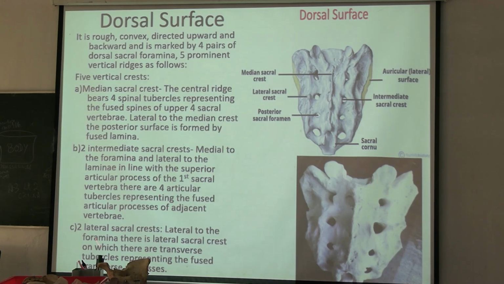Okay. Next are the two lateral sacral crests, lateral to the foramina. See, this is lateral to the foramina. This crest is lateral sacral crest. Lateral to the foramina, there is lateral sacral crest on which there are transverse tubercles representing the fused transverse processes. Okay. So this median sacral crest is formed by fusion of spinous processes. Intermediate sacral crest formed by fusion of superior and inferior articular processes. And this lateral sacral crest is formed by fusion of transverse processes, okay, of the sacral vertebra.